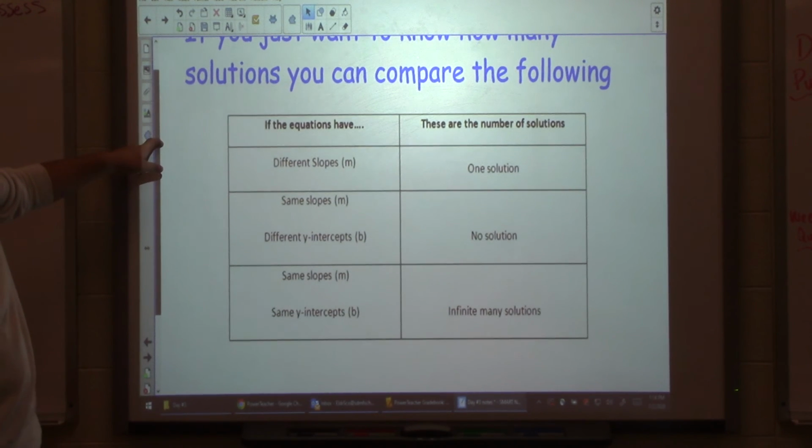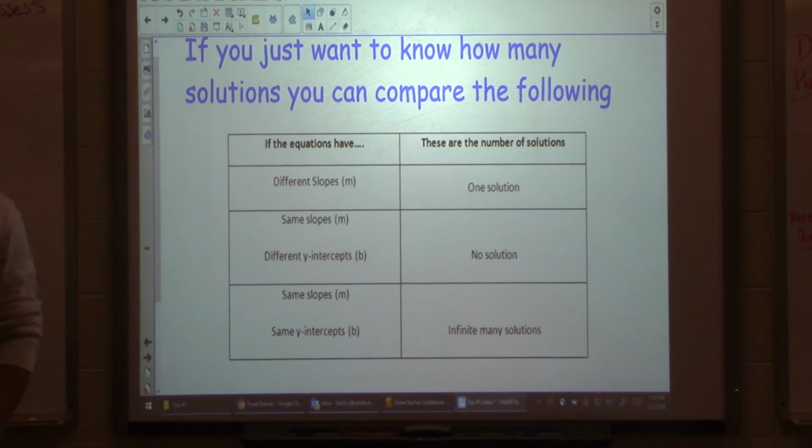So if you want to know how many solutions each one is going to have, you can look at this table. If they're different slopes, then it's going to be one solution. If they're the same slopes but different y-intercepts, that means they're parallel, they don't intersect, so that's no solution. If they're the same slope and the same y-intercept, that means they're the same line, which would be infinitely many solutions. Am I going to ask you to regurgitate this on a test? Absolutely not. But it is a nice little key for you to look at if you would like to. Okay? Cool?